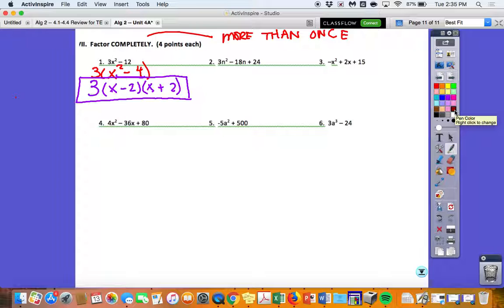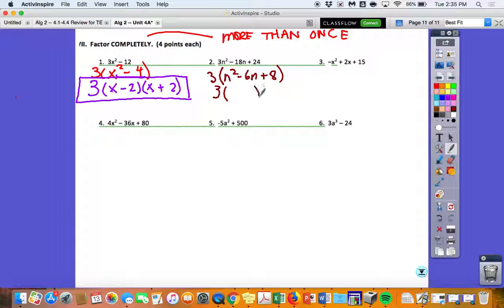Go to number 2. 3n squared minus 18n plus 24. I do believe 3 goes into all of those. Can't take an n because the last guy didn't have one. So let's divide it out. So that's going to leave n squared on the front. 18 divided by 3 is 6. And then 24 divided by 3 is 8.